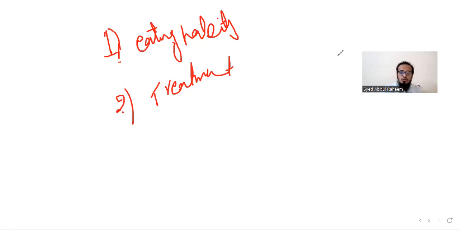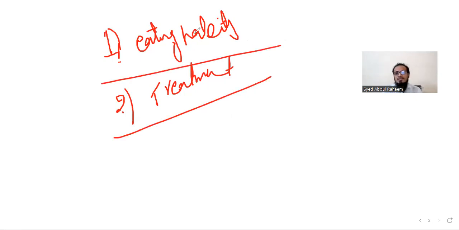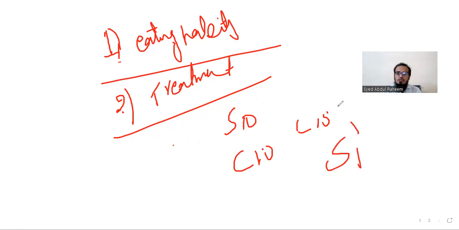So you have to counsel the patient. Basically, treatment needs eating habits to be corrected properly, and you have to maintain a balanced diet. You have to take fruits weekly, thrice or 4 times, and drink a lot of water. The third thing is treatment. You have to take electrohomeopathy. We have three remedies: S10, C10, and C15, and S1 also, which mostly work on the gastrointestinal tract.